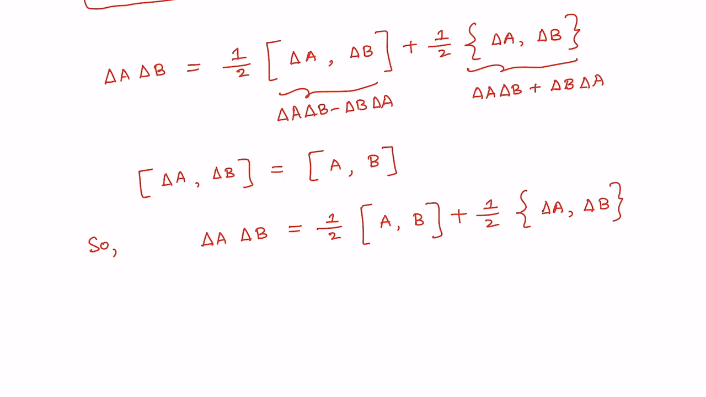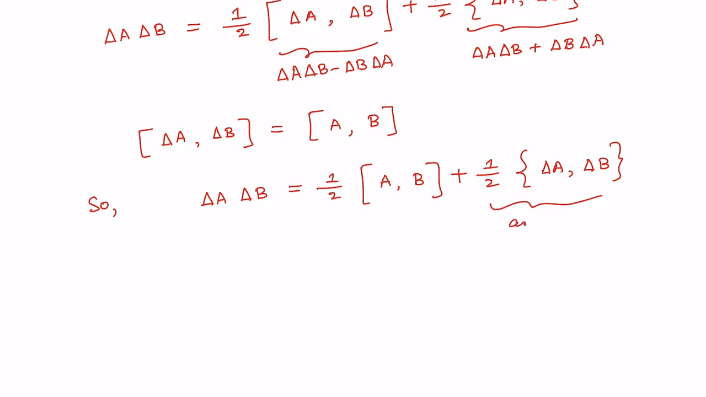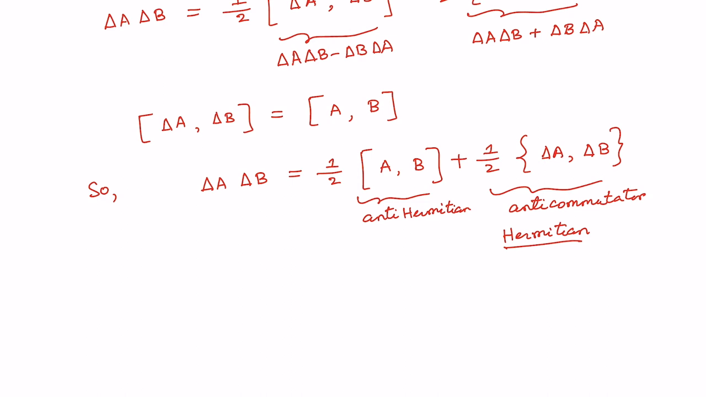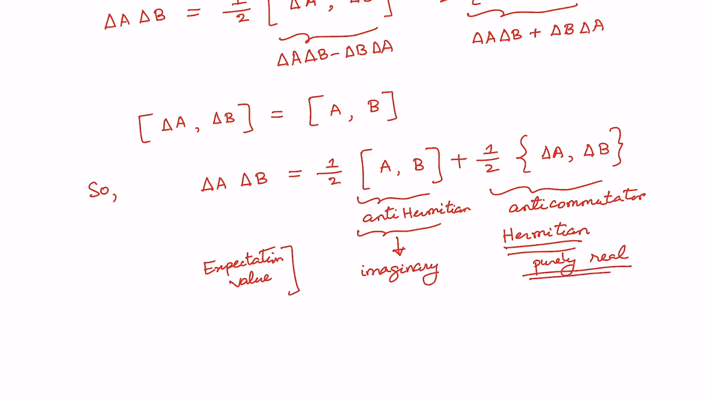Now you see this is the anti-commutator, as I have already explained. This anti-commutator is Hermitian, and this commutator is anti-Hermitian. Because of that, we know that the expectation value of a Hermitian operator is purely real. On the other hand, for an anti-Hermitian operator, the expectation value is imaginary. This is imaginary, and this is real. For a Hermitian operator, it is real.